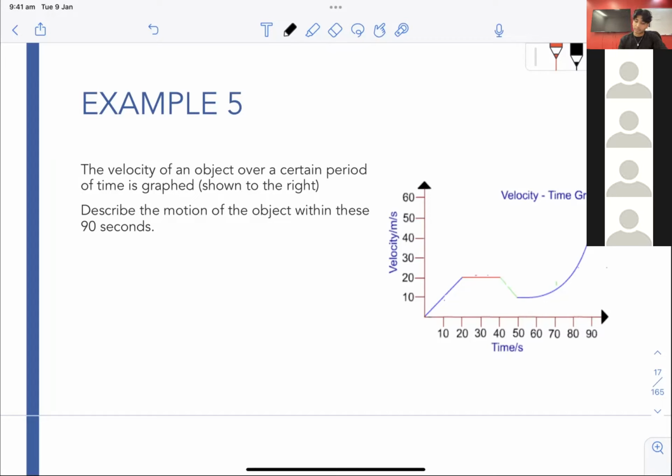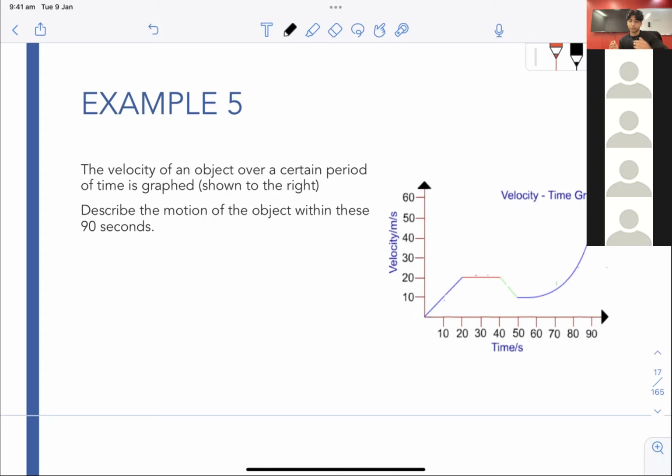So the first part is from 0 to 20 seconds, so we'll call it portion 0 to 20. Now there's a uniform increase in velocity, all right? It's a linear increase in velocity, so we can say if the velocity is increasing at a constant rate, there is a uniform acceleration, okay? We don't need to calculate the number. You can if you want. We're being asked to describe the motion, all right? 0 to 20 is a uniform acceleration, okay?